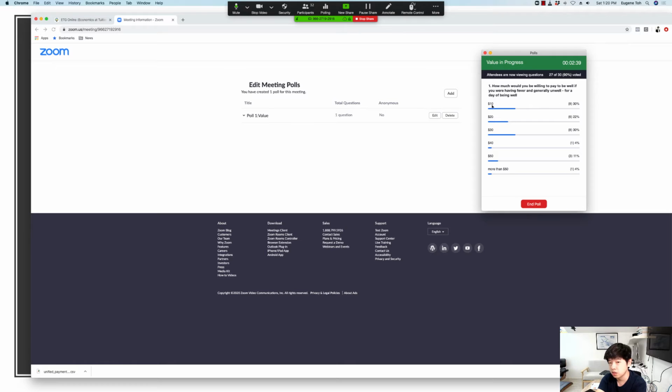Okay, so we see that some people only value it at $10. So the students who value it at $10, hands up. Can I have a show of hands, the students who value your day of wellness at $10? Can I see, please? Can I see the show of hands?